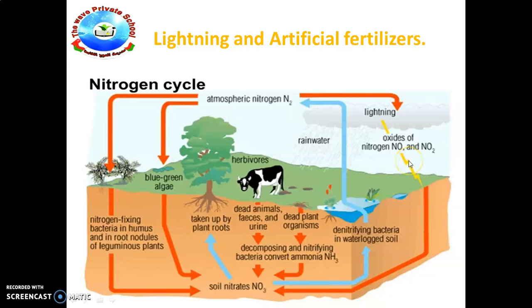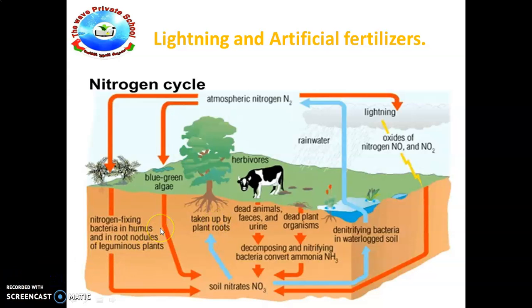After that, these will be dissolved in the rain. When dissolved, they are washed into the soil where they form nitrate ions. These are the nitrate ions formed by the oxygen and nitrogen when they combine and form nitrogen oxide and nitrogen dioxide. These two gases are dissolved into the rain, and by that it comes into the soil as nitrate ions. These nitrate ions are again used by the plants and trees, taken up by the plant roots.